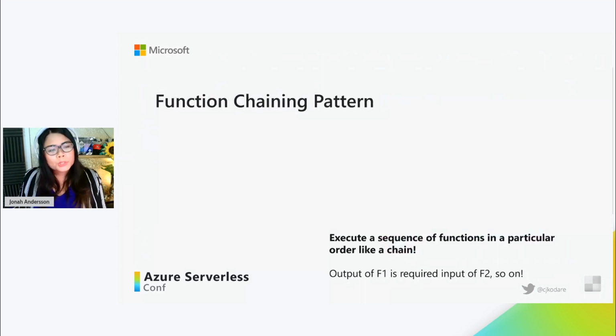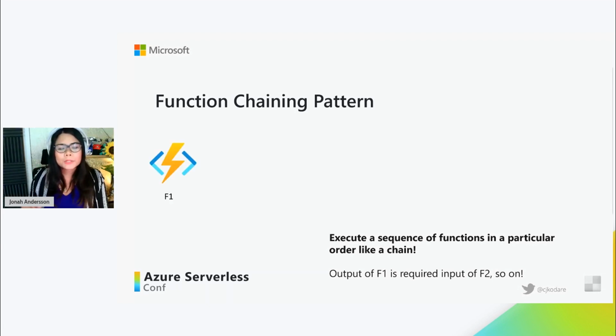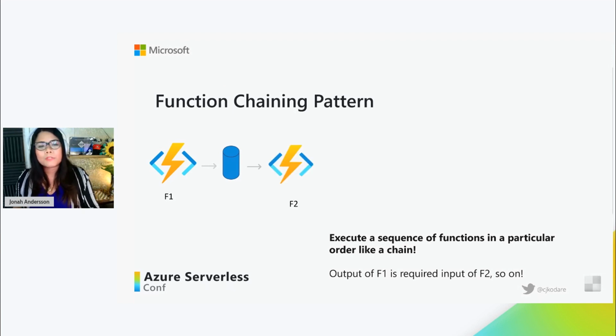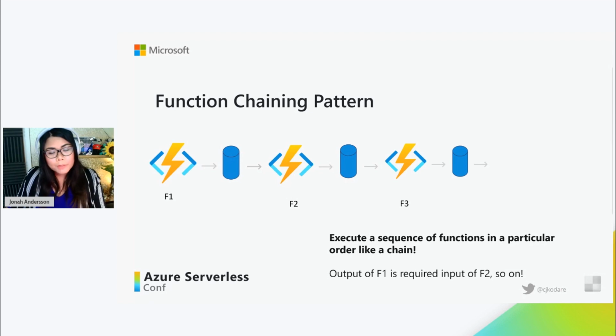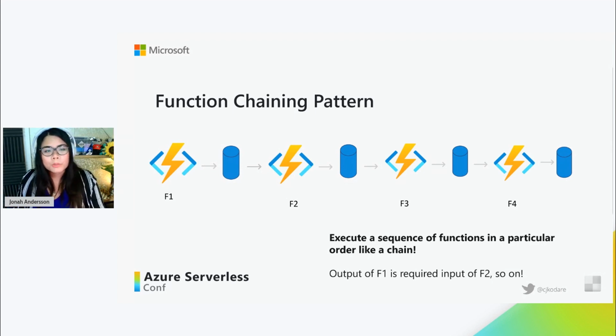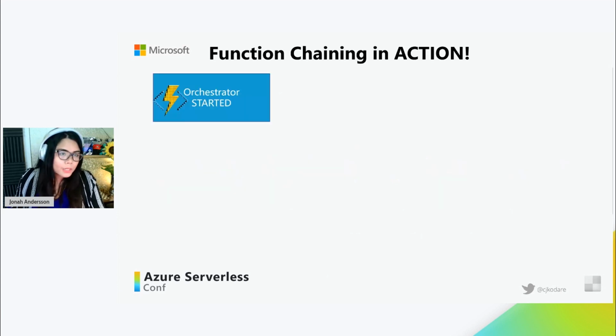And I want to introduce you to the first pattern, which is called the function chaining pattern. Function patterns execute a sequence of functions in a particular order, like a chain. So we have function 1 that passes a parameter or data into function 2, and function 2 passes its result or output to function 3, and function 3 passes its output to function 4. So the output of function 1, for example, is required as an input to function 2, and so on. So in action, it looks like this.